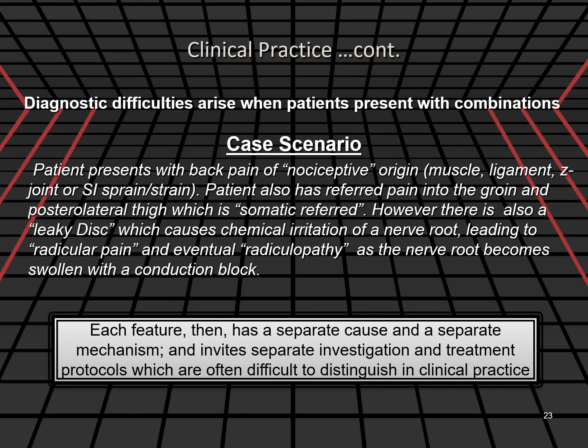So each feature then has a separate cause, a separate mechanism, invites separate investigation and treatment protocols, which unfortunately at times can be difficult to distinguish in clinical practice. So we always in the Cox technique go from lesser to greater. And whenever you have a case where you have multiple components of involvement, always start with protocol 1. And then as they progress along and reach that 50% mark, then you can always go into protocol 2. And then of course, once you're at protocol 2, you can then begin to introduce other chiropractic methodologies for the correction of vertebral subluxation and betterment of the patient.